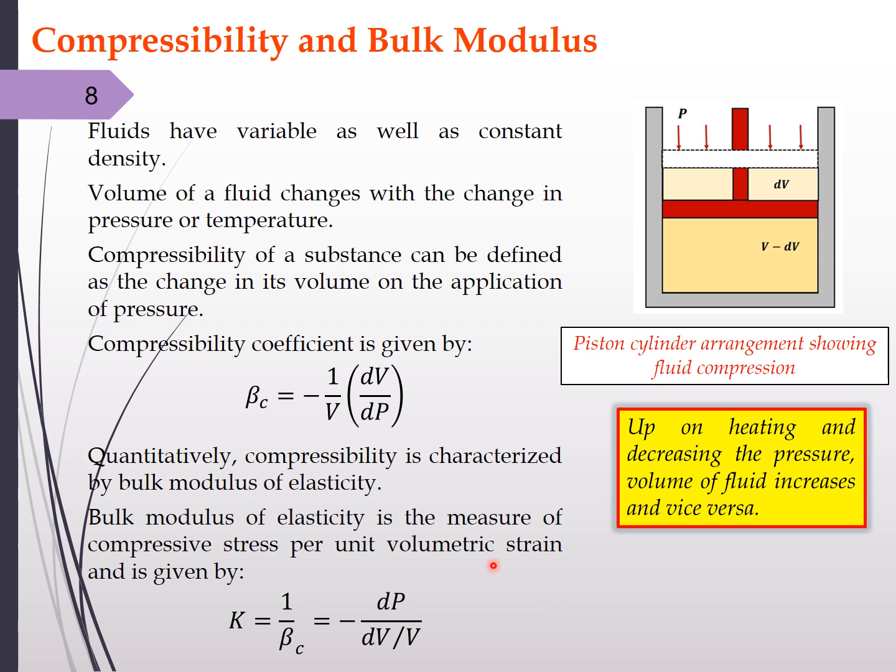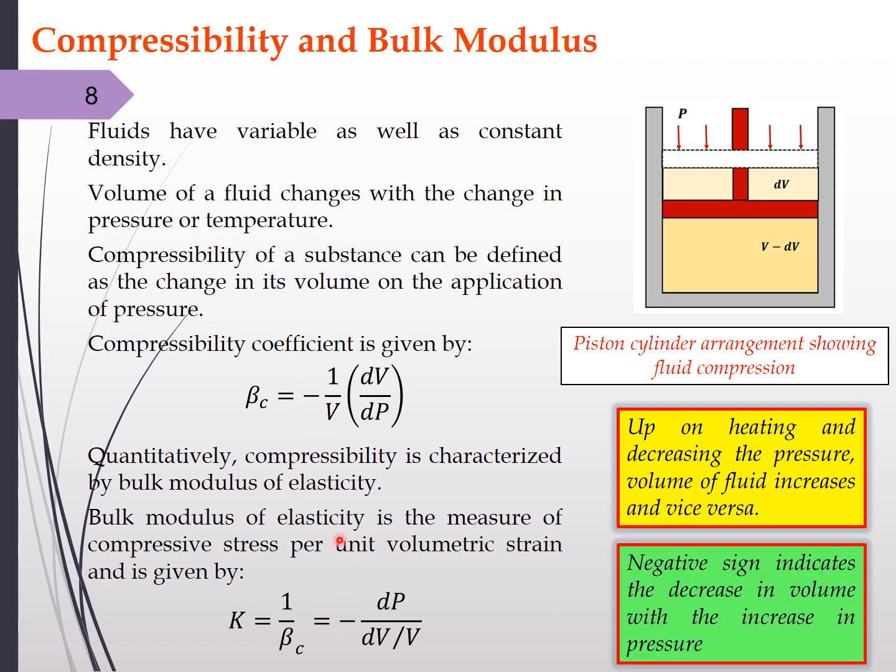Quantitatively, compressibility is characterized by the bulk modulus of elasticity. The bulk modulus of elasticity is the reciprocal, or inverse, of the compressibility coefficient, and it is a measure of compressive stress per unit volumetric strain. It is denoted by K, which equals 1 by beta C, and it is given by this formula. Here you can see there is a negative sign in both cases, and the negative sign indicates that there will be a decrease in volume with the increase in pressure. So if you are increasing the pressure, there will be a decrease in volume.